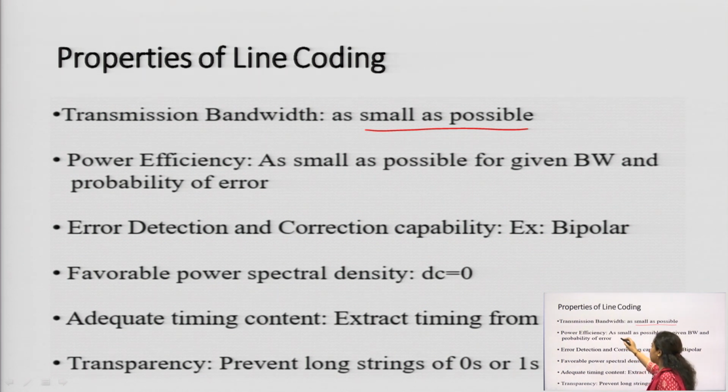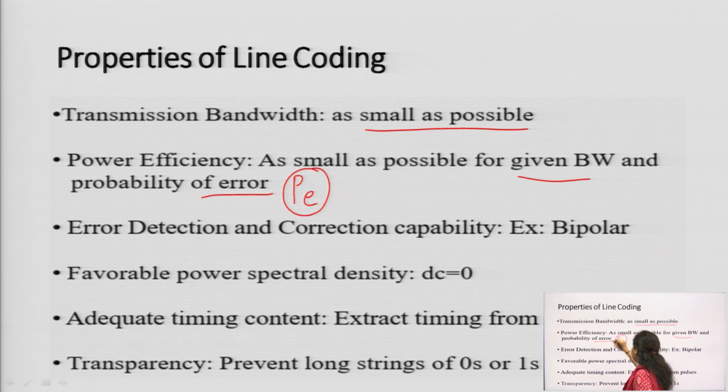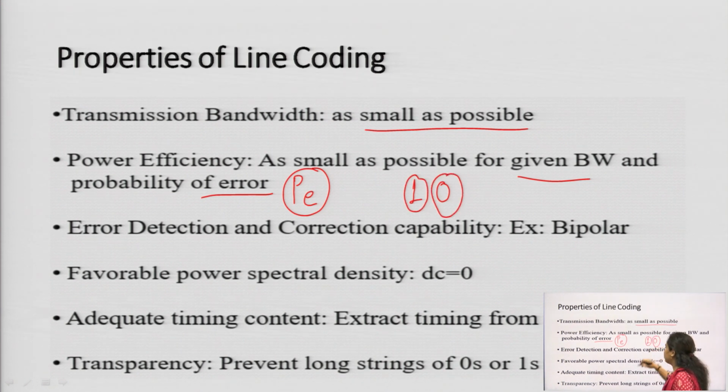Second property of line coding is power efficiency. It has to be as small as possible for a given bandwidth and probability of error. What is probability of error? This is denoted by PE. Probability of error is associated with digital data. In digital or binary data only 2 options are available, either 1 or 0. Whenever a bit 1 is transmitted and we receive 0, what is the probability of error? That has to be calculated. So the power should be as small as possible for a particular bandwidth and probability of error.